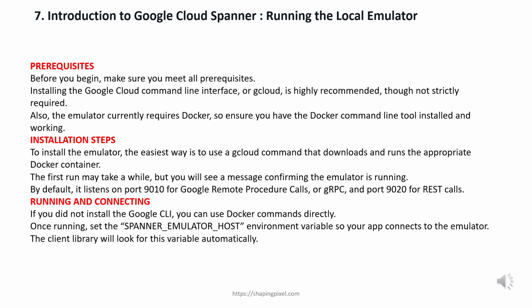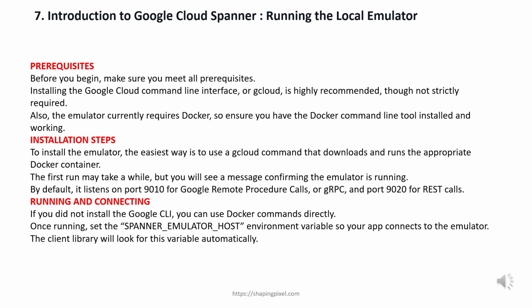If you are developing an app that needs to store and retrieve data from Cloud Spanner, using the Cloud Spanner emulator is a smart move. It lets you develop offline, saving time and cost. Before you begin, make sure you meet all prerequisites. Installing the Google Cloud Command Line Interface, or gcloud, is highly recommended, though not strictly required. Also, the emulator currently requires Docker, so ensure you have the Docker command line tool installed and working.